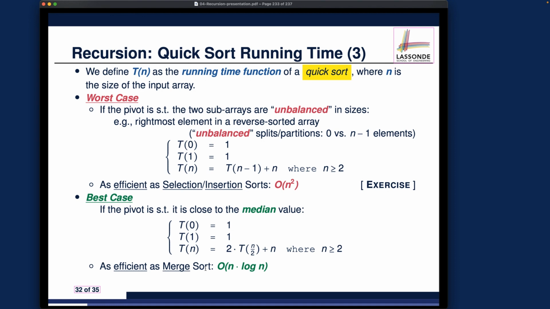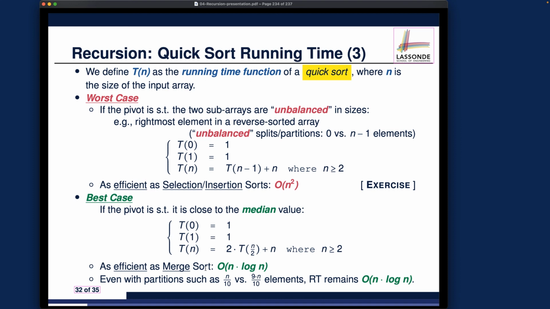Let me recap them very quickly. We got selection sort, insertion sort. They are both quadratic. And also we got merge sort, n log n. We got quick sort, which can be either quadratic or n log n. Also we got the heap sort that we're going to learn after this recursion lecture about the heaps. That would be heap sort, which is n log n.